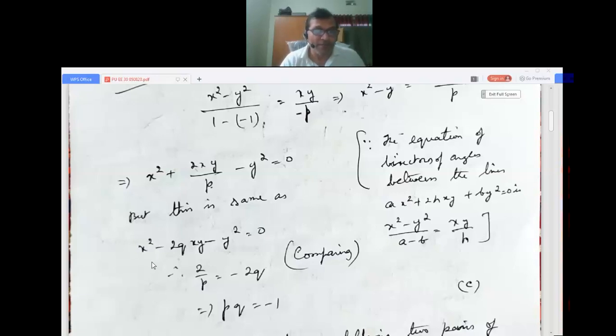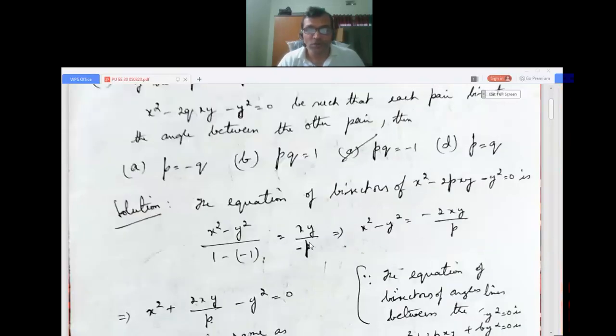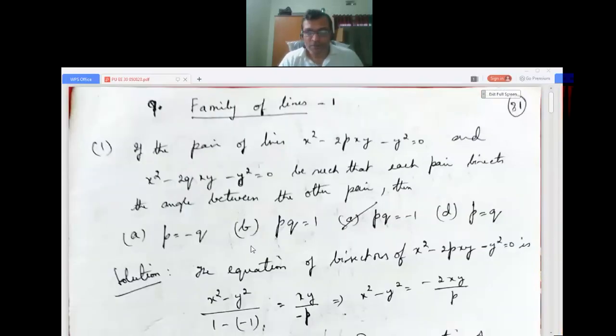So now comparing, x squared coefficients are 1 and 1. Here if I compare xy, 2 by p equals minus 2q, then all are the same. So from this, pq equals minus 1. So that is option C. A simple and tricky problem. So once again I will go through it a bit faster.